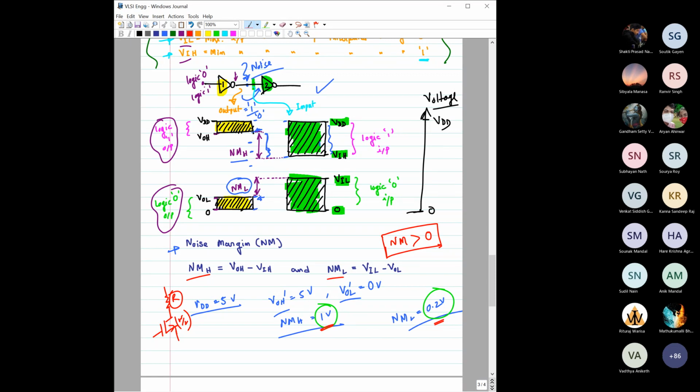Sir, is noise margin high positive or negative? Noise margin high, as we have defined from here, is the VOH value which is higher than VIL, so obviously it will be positive.